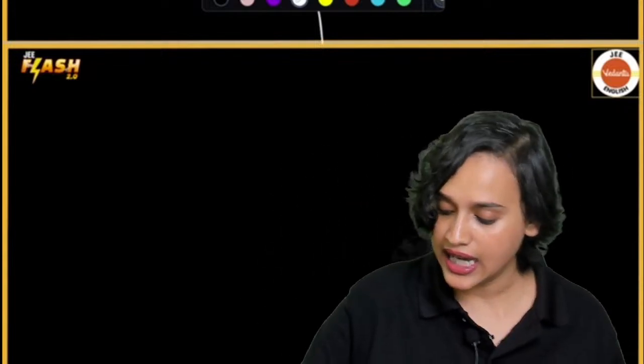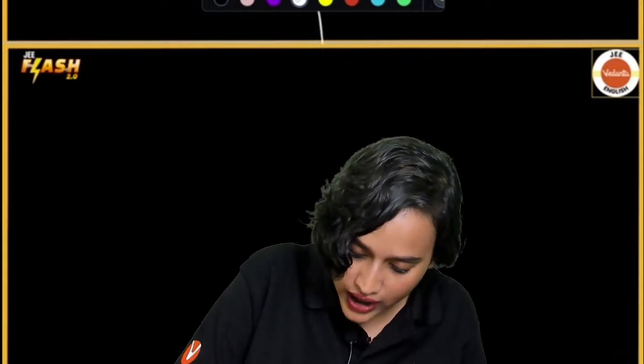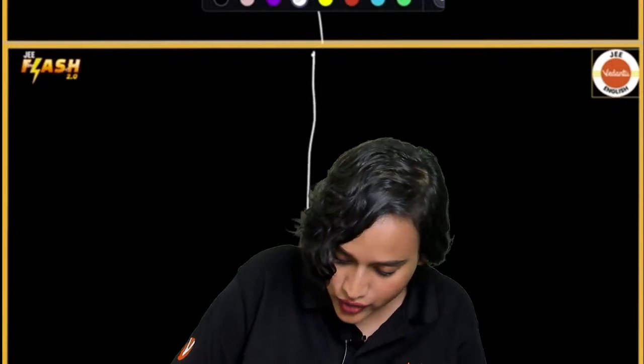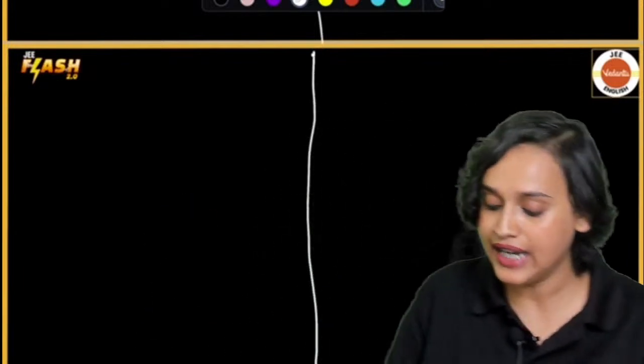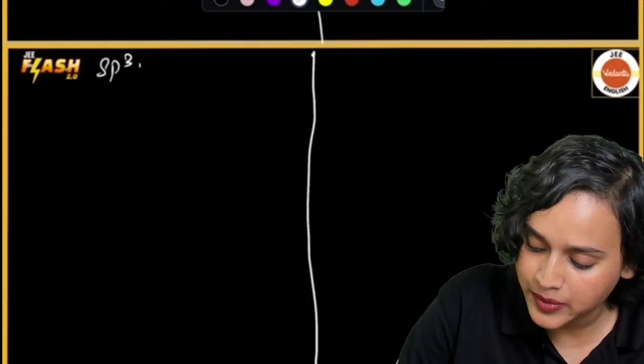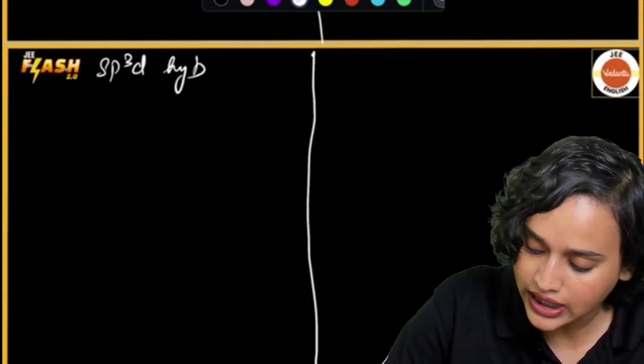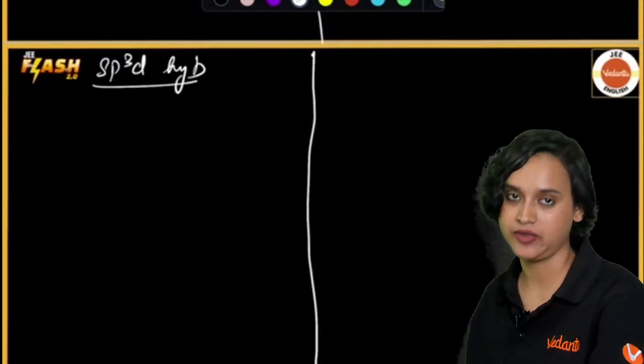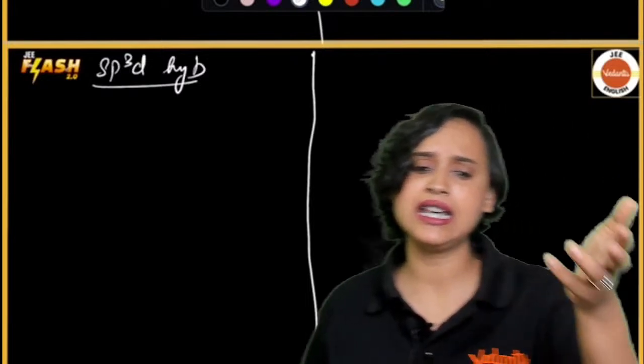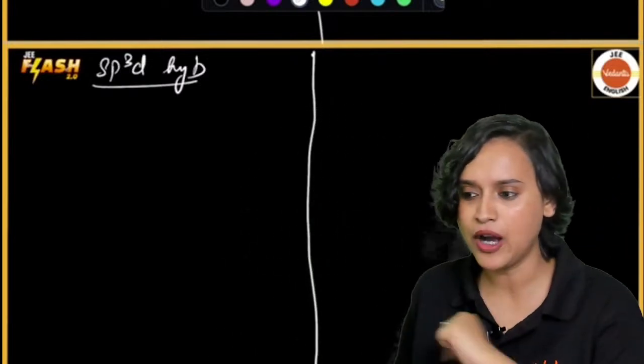Now we are going to include sp3d hybridization. Shall we do it? Let us once again draw a line here, and now let us understand sp3d hybridization. Should we take the example of the xenon compound we have taken, right?